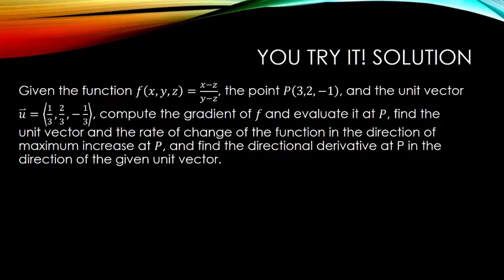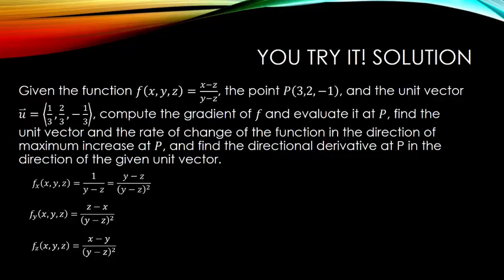So the first thing I need to do is take the partial derivatives with respect to x, y, and z of my given function. Fx is given by 1 over y minus z. I'm going to multiply the top and bottom of this one to give me the quantity y minus z over the quantity y minus z squared. Fy, using the quotient rule, gives me the quantity z minus x over the quantity y minus z squared, and Fz gives me the quantity x minus y over the quantity y minus z squared.